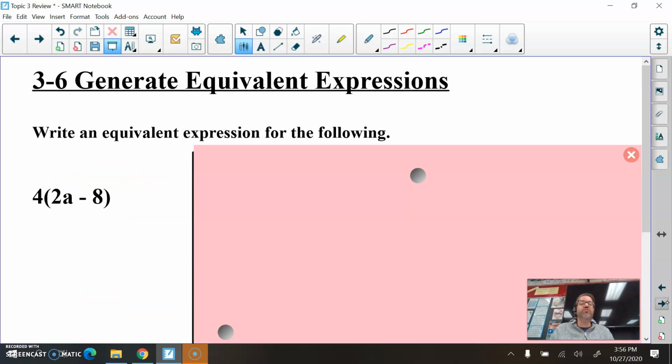Now, what do we do? Here we have topic 3, section 6. We're generating equivalent expressions. What do we do when we want to write an expression equivalent to, for example, 4 times the quantity 2a minus 8? Well, this is where we use what is called the distributive property, okay?